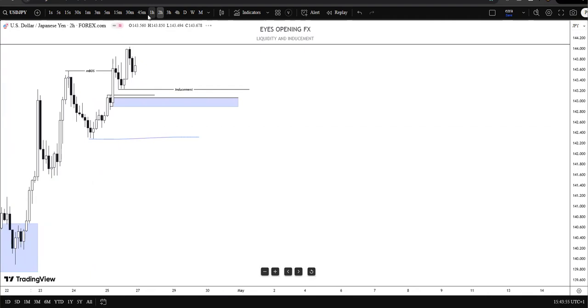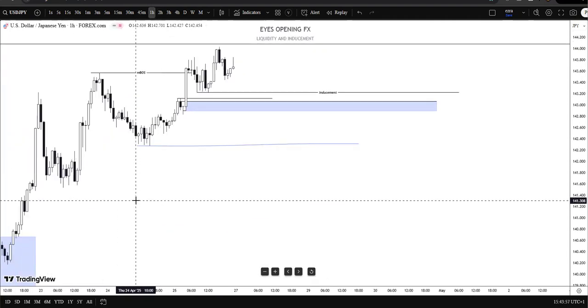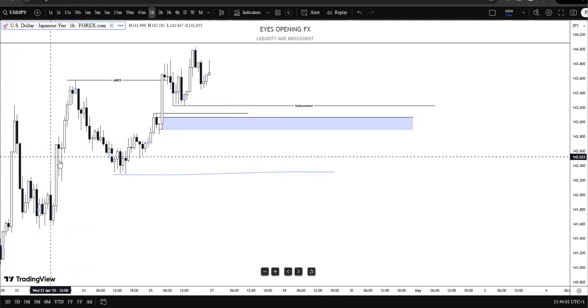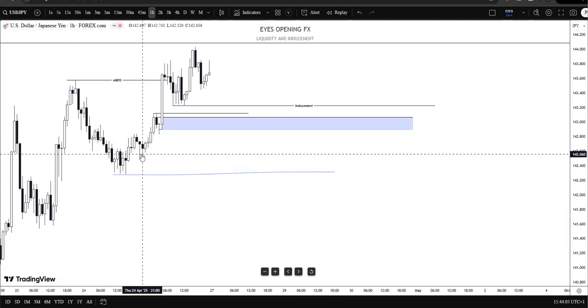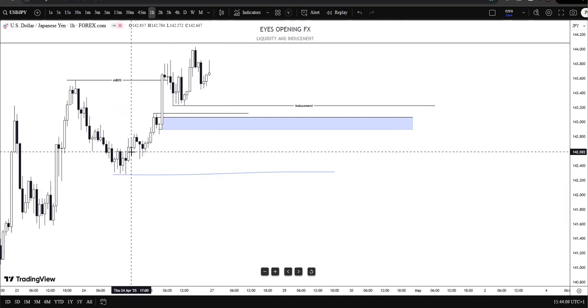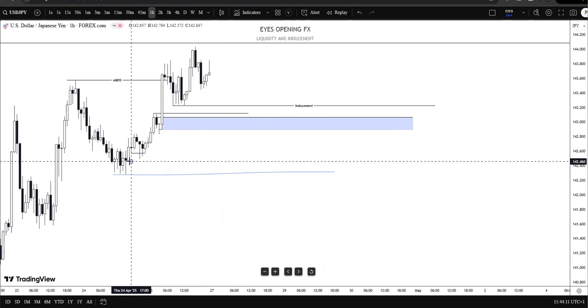Now coming back to that 1 hour time frame also. So we'll have this, you see this mitigation right here. This mitigation right here. I'll have this short-term QML. All right, this short-term QML right here.